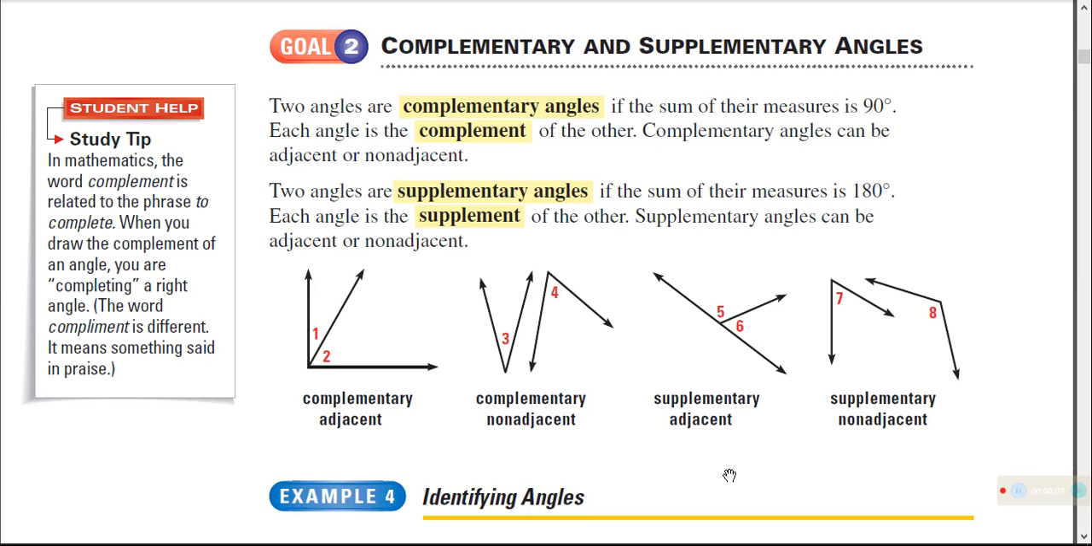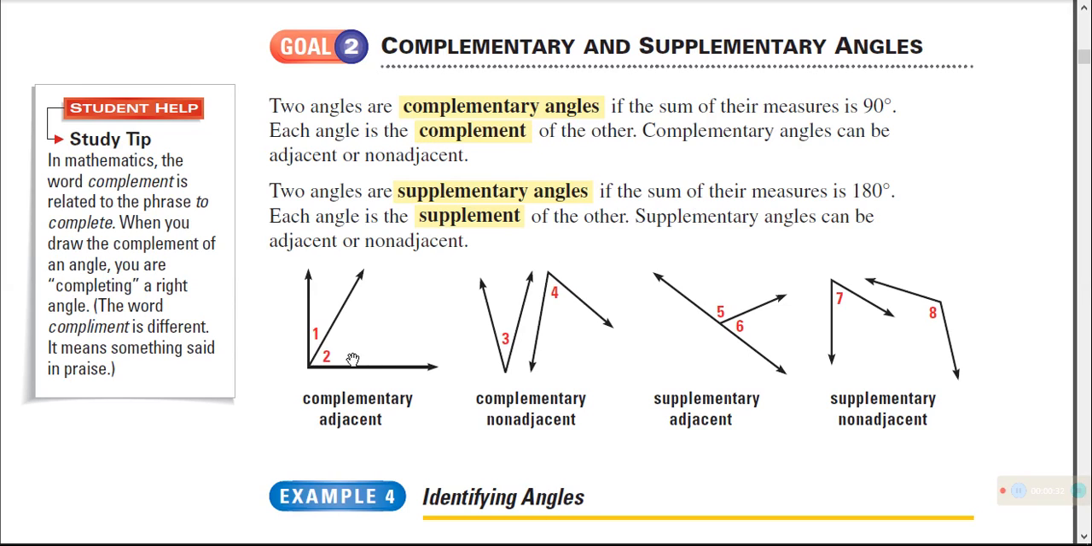This is Miss Rena, and for today's video discussion on plane geometry, we are going to discuss complementary and supplementary angles. This is still under the topic angle pairs. So medyo na-discuss na natin to sa trigonometry before. Two angles are complementary angles if the sum of their measures is 90 degrees. So each angle is the complement of the other.